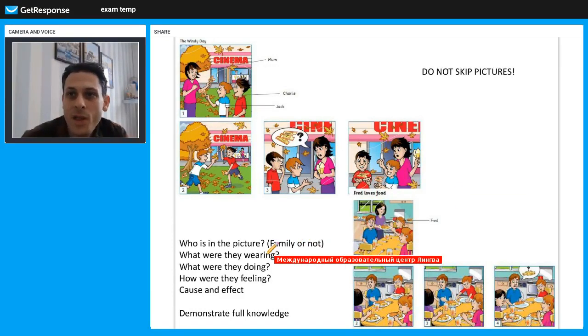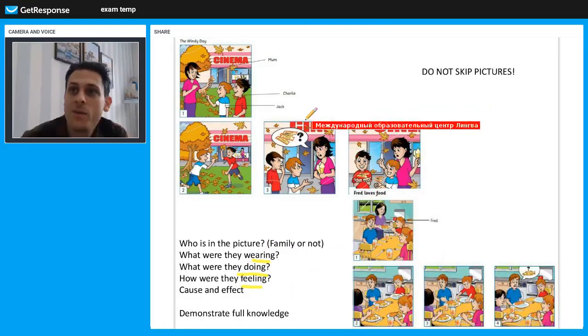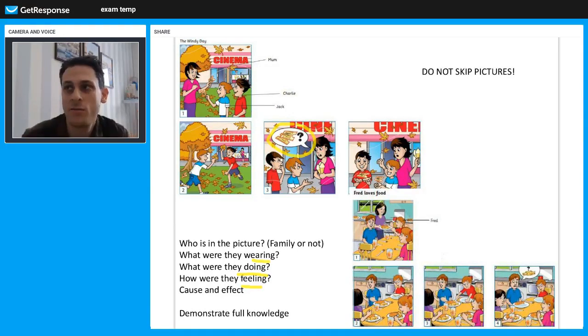So how about something with feelings? You could talk about, of course, the actions, but also feelings. How about this answer right here? The mom is feeling upset because the children lost the ticket. Okay? Action, feeling, and cause and effect. Okay? Again, you should speak for an extended period and not just one sentence per question. It should be several.